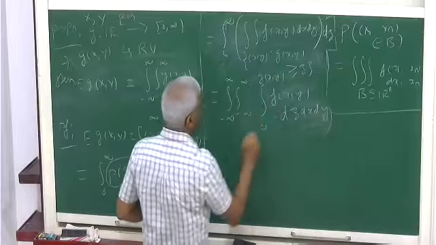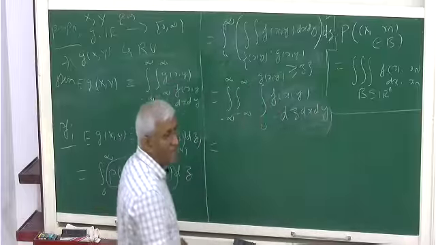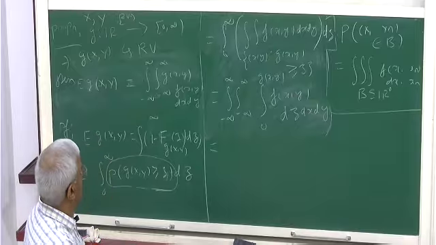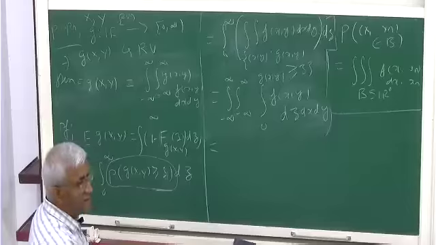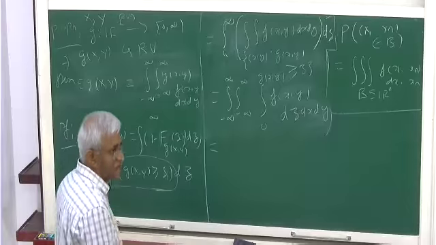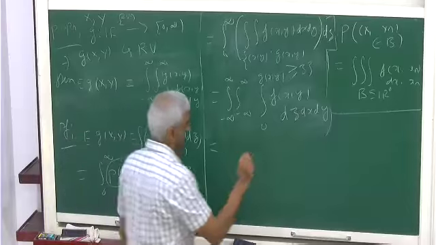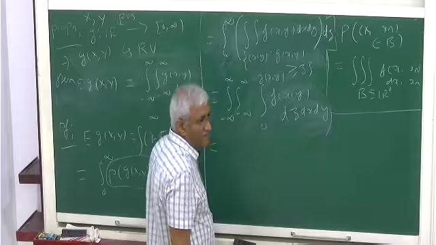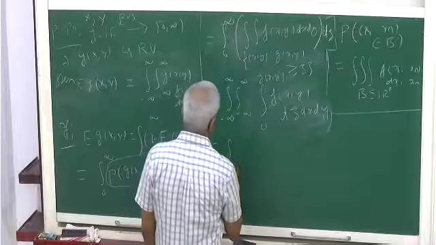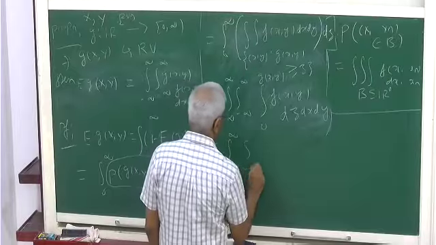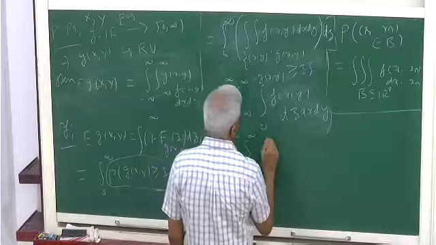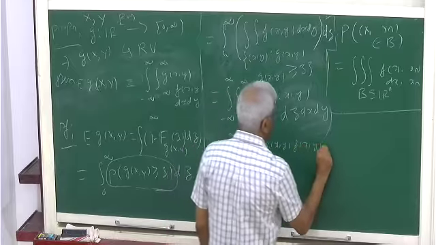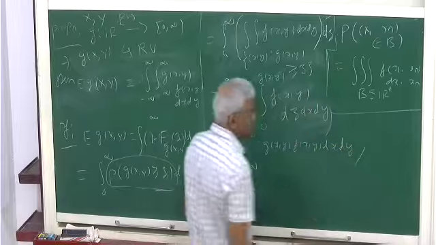There is no z here, so this will become... z is positive, so it's from 0. It cannot go beyond g of xy. So now this is equal to the integral from minus infinity to infinity, minus infinity to infinity, of just g of xy, f of xy, dx, dy.